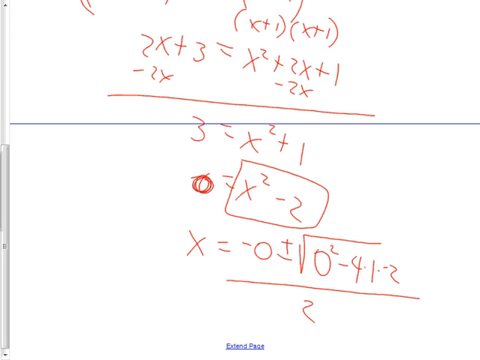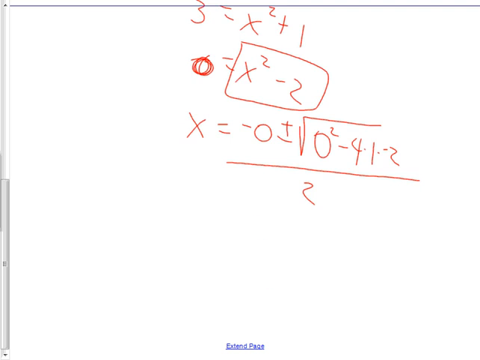Yes? Can't you just add to both sides? Yes, there is another way. Hold on just a second. Let me finish this. And then I'll see if your answer and my answer are the same. So we have x equals, and then 0 is just gone, plus and minus the square root of 4 times 2 is 8, all over 2.